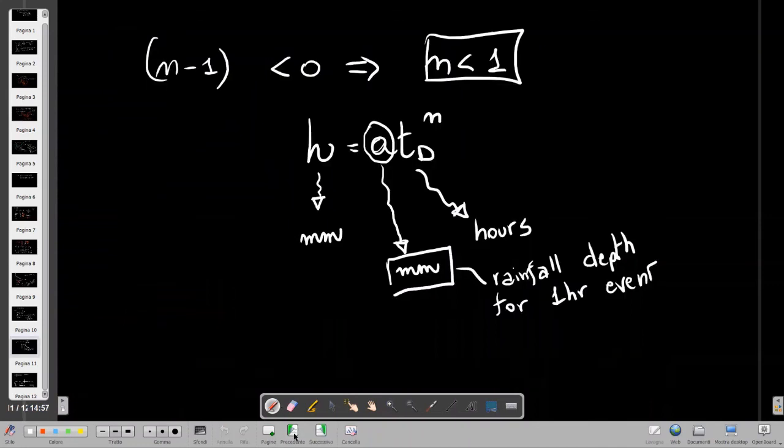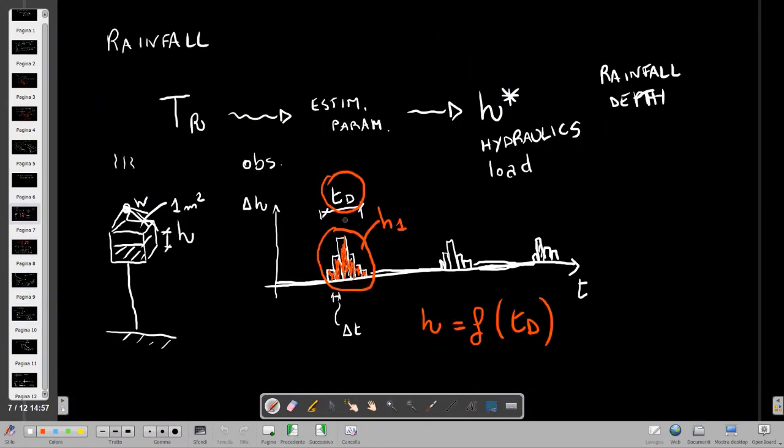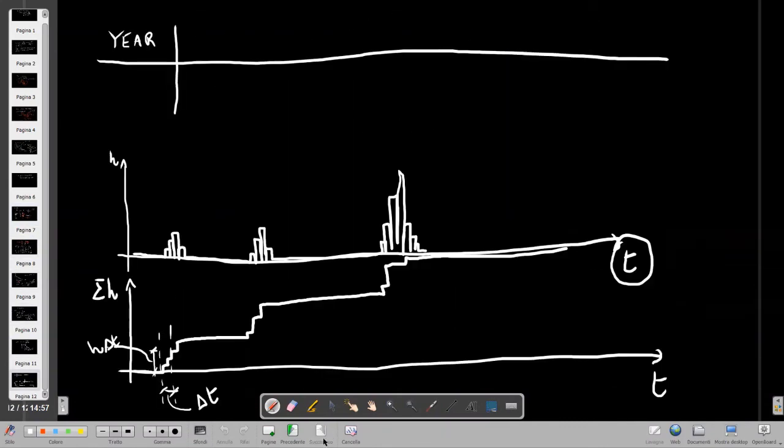Pay attention that here in this plot, the approach was not to define a time duration, but to keep the duration of the event. In this case, we give the duration, delta t, and we try to understand, to estimate the rainfall depth for that given duration. So we have a series of rainfall depth for the same time, from the same duration.